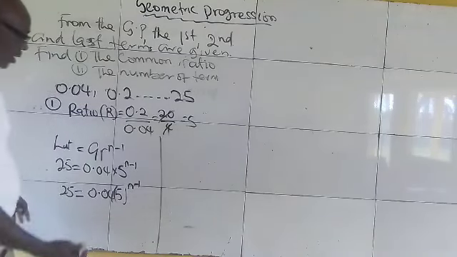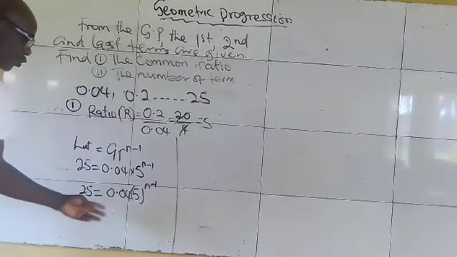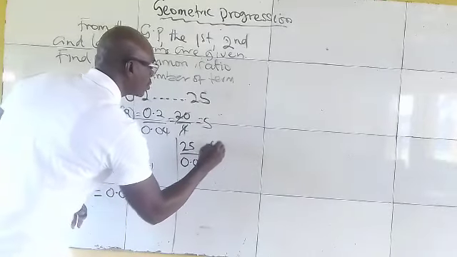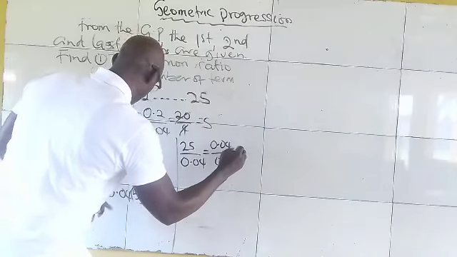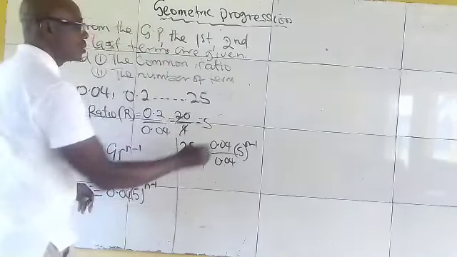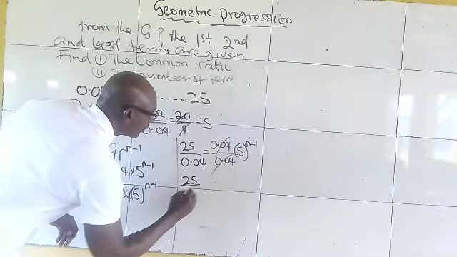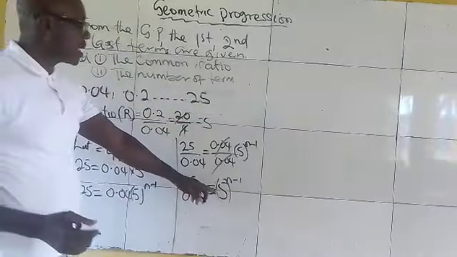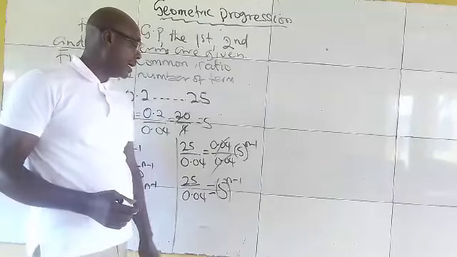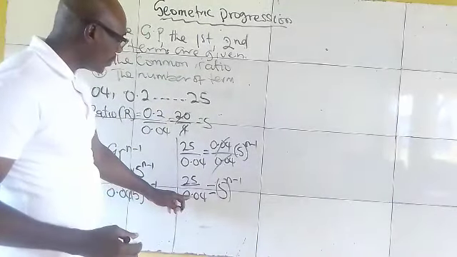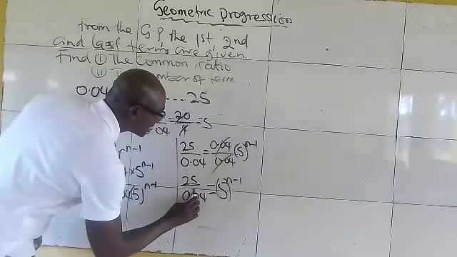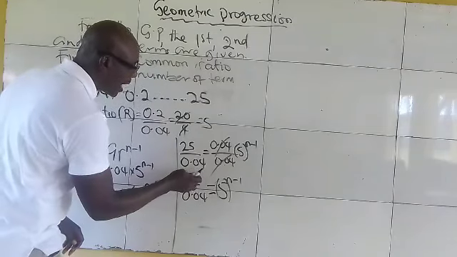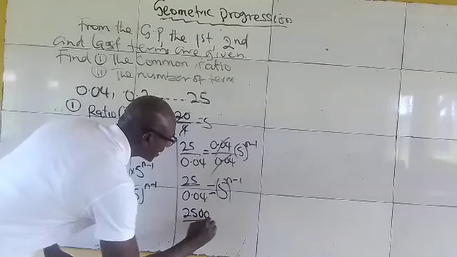Now, to reduce the problem, we are going to divide both sides by 0.04. So we have 25 divided by 0.04 equal to 0.04 divided by 0.04, then 5 raised to power n minus 1. So this will cancel, and now I have 25 over 0.04 equal to 5 raised to power n minus 1. Now we use this one to remove the point. Counting the point, from here is 1, from here is 2. So that is 2, and here it is a normal value, not a fraction. So we are going to add two zeros to this one. We now have 2500 divided by 4.